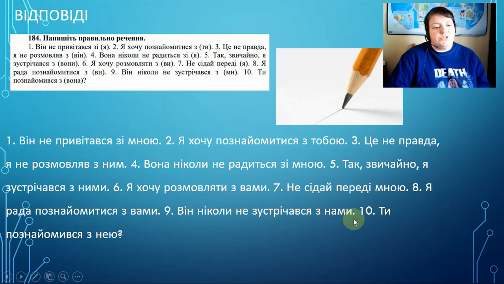Він ніколи не зустрічався з нами. He has never met us. Ти познайомився з нею? Did you get acquainted with her? Again, here are the different forms of the preposition with in English. So, in this case, we use our instrumental case.